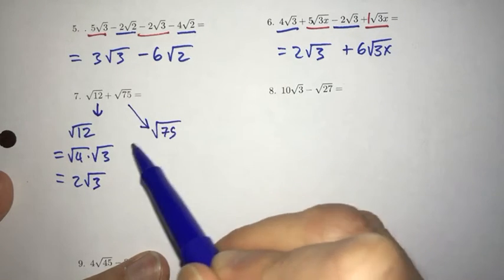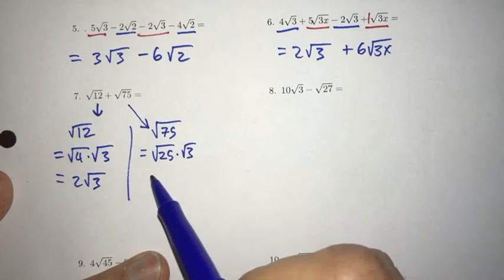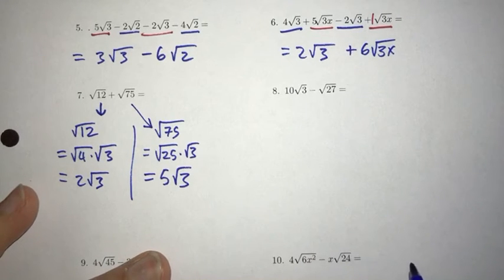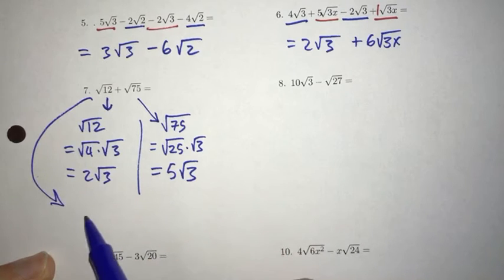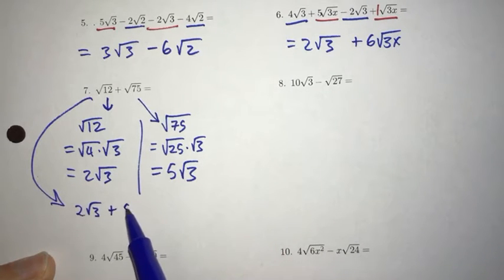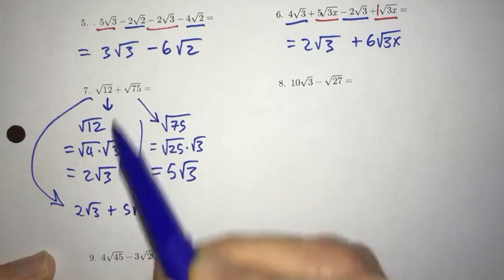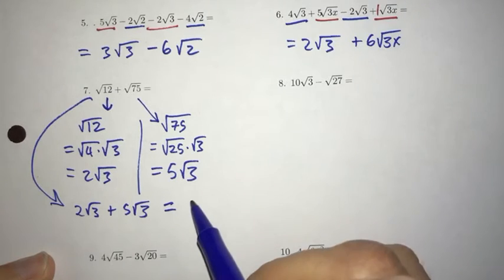What about 75? When I think of 75, I think of quarters. I think of 25 times 3. So this is 5 root 3. So what this actually turns into is 2 root 3 plus 5 root 3, right? We've switched this to this, and the square root of 75 to 5 root 3. You see how these have the same number in the root now? 5 plus 2 is 7.